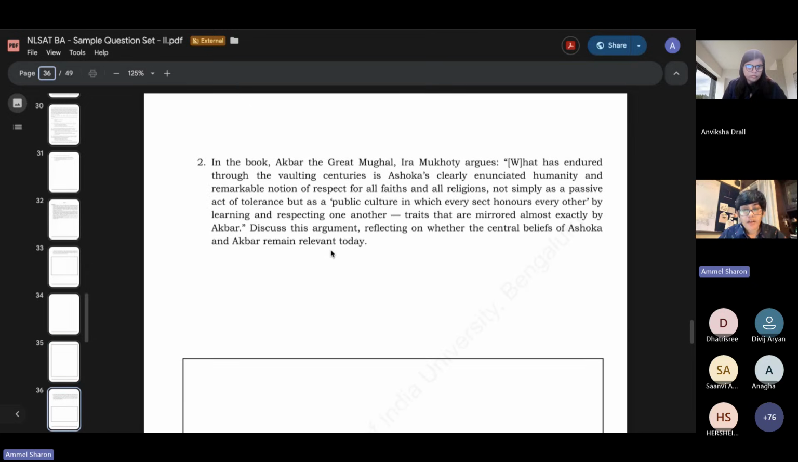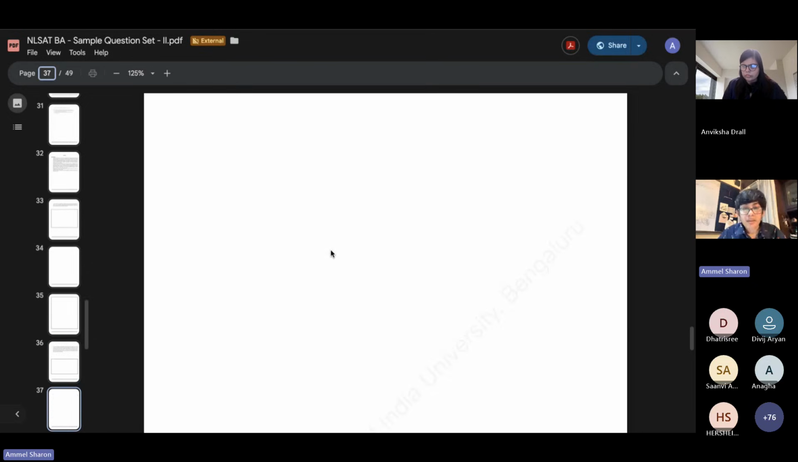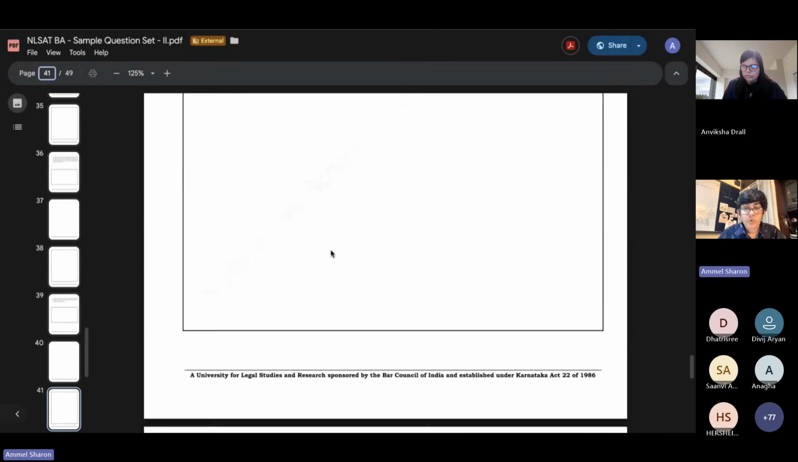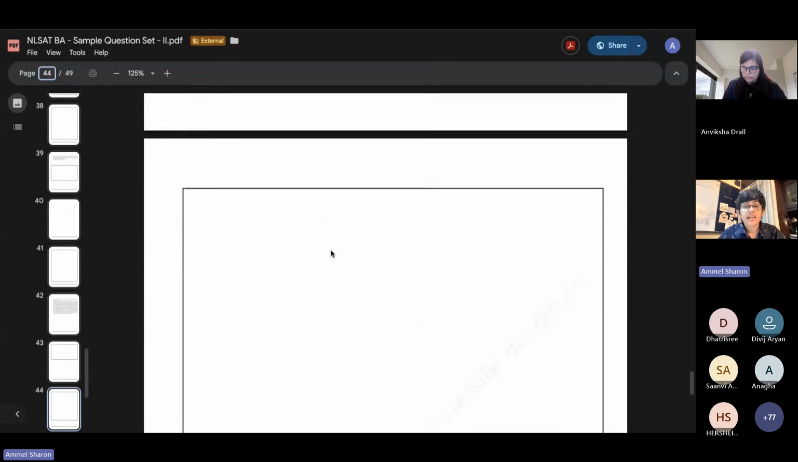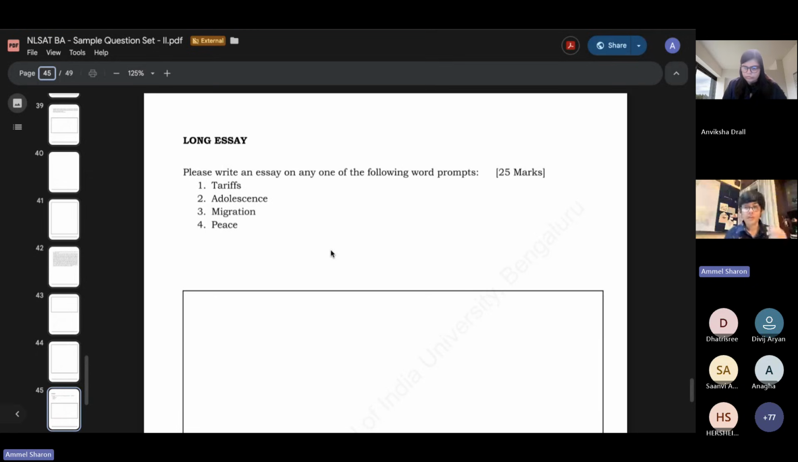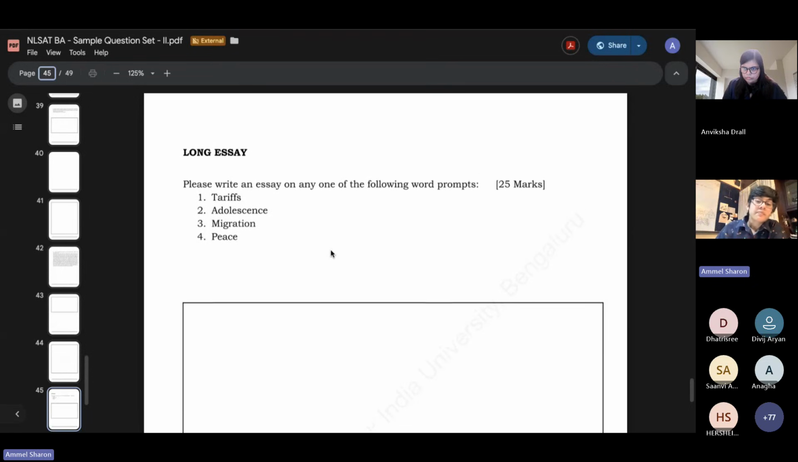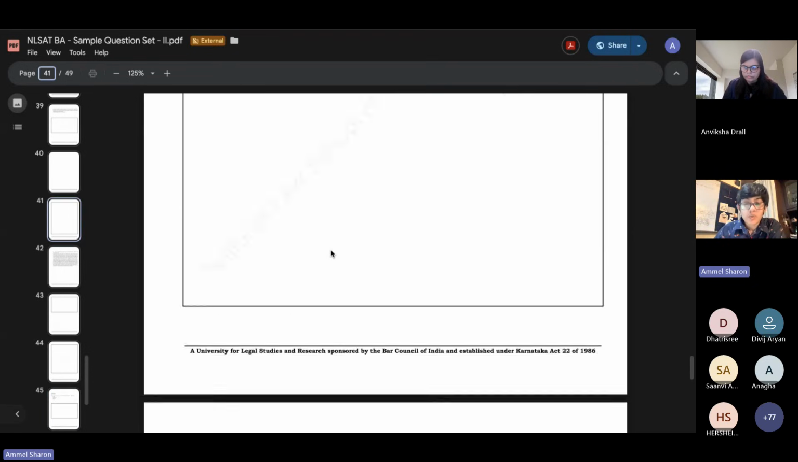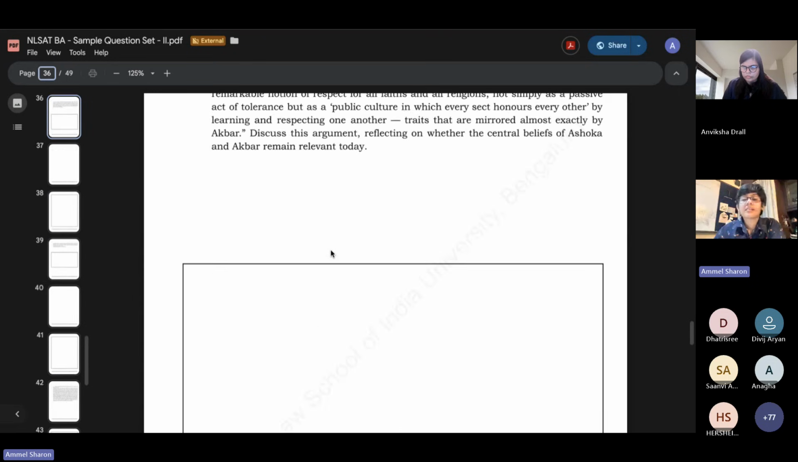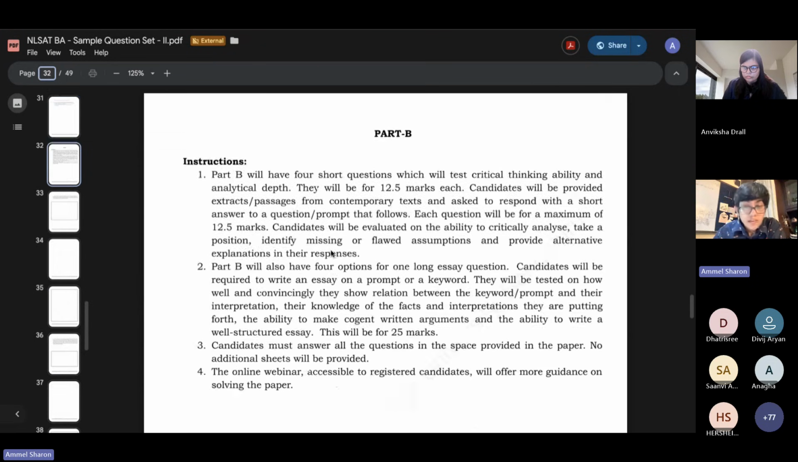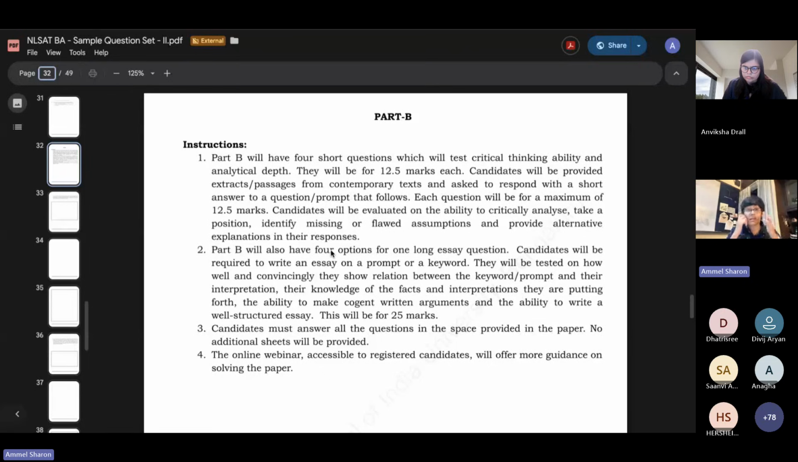You'll find the sample paper giving you about four different questions like this. Let me quickly go to the long essay, which is a 25-mark essay. It asks you to write an essay on any one of the following word prompts, and you'll be given a word prompt. That again is something that is not very obscure. It's something familiar to you. So what we are going to assess you on, evaluate your answer on, is how compelling you are. Let's break down what might be compelling.